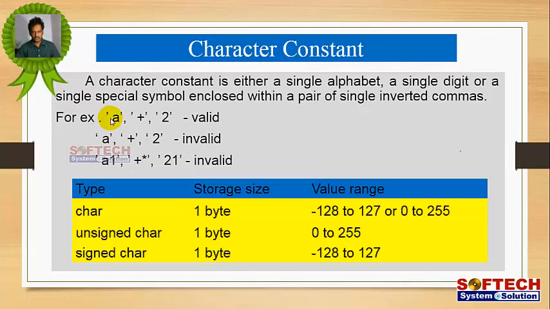For example, within single inverted commas, this is a character constant. If we enclose a single character, that is an alphabet, a digit or a special symbol, in single quotes, it is a character constant. This is an alphabet. This is a special symbol: plus or minus, star, greater than, less than. This is a numeric digit. A character constant is a single digit, single symbol or single alphabet enclosed within single quotes.